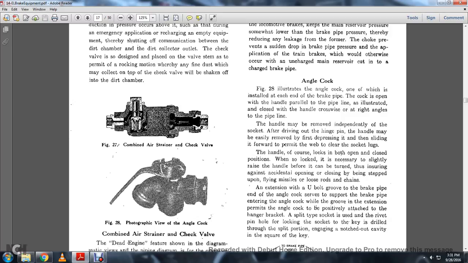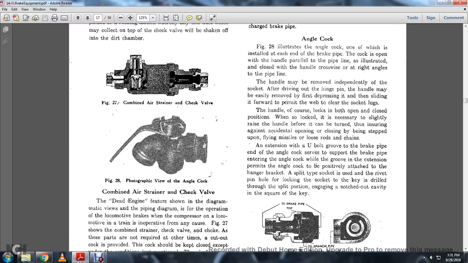The handle is locked in both open and closed positions when locked. It is necessary to slightly raise the handle before it can be turned, as a safeguard against accidental opening and closing by being stepped upon, or by flying missiles or loose rods or chains.